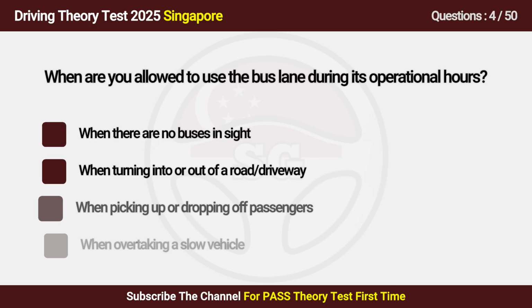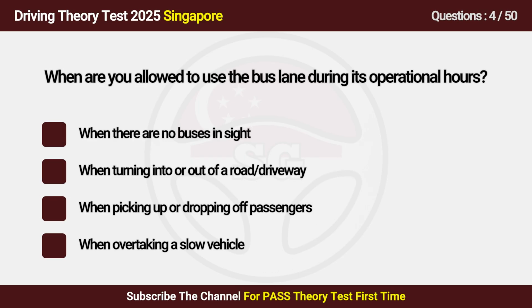Question 4. When are you allowed to use the bus lane during its operational hours? A. When there are no buses in sight. B. When turning into or out of a road. C. When picking up or dropping off passengers. D. When overtaking a slow vehicle.